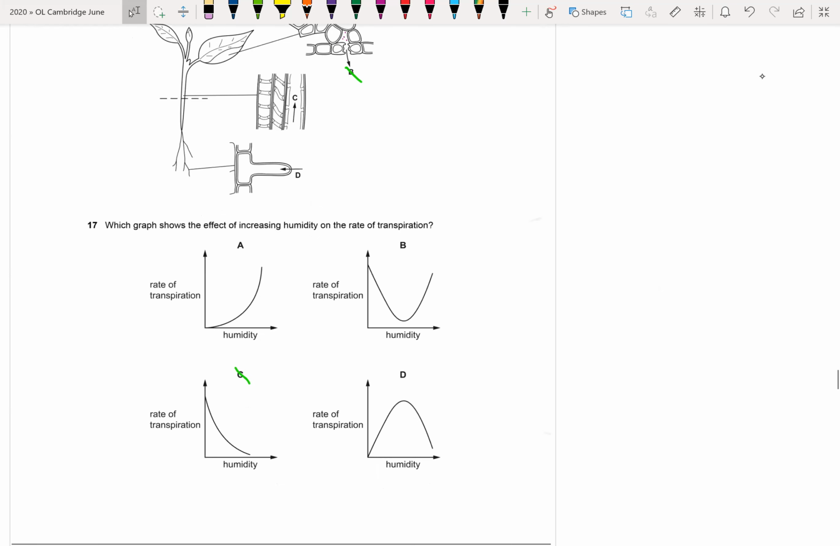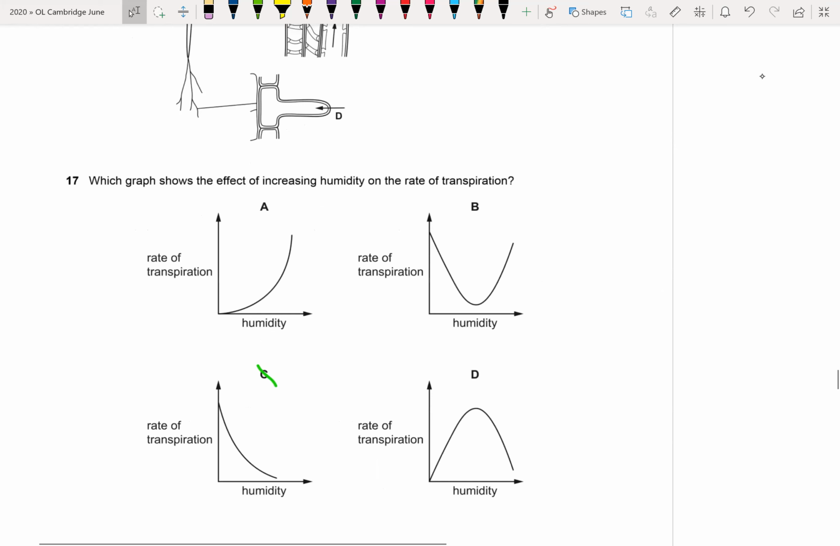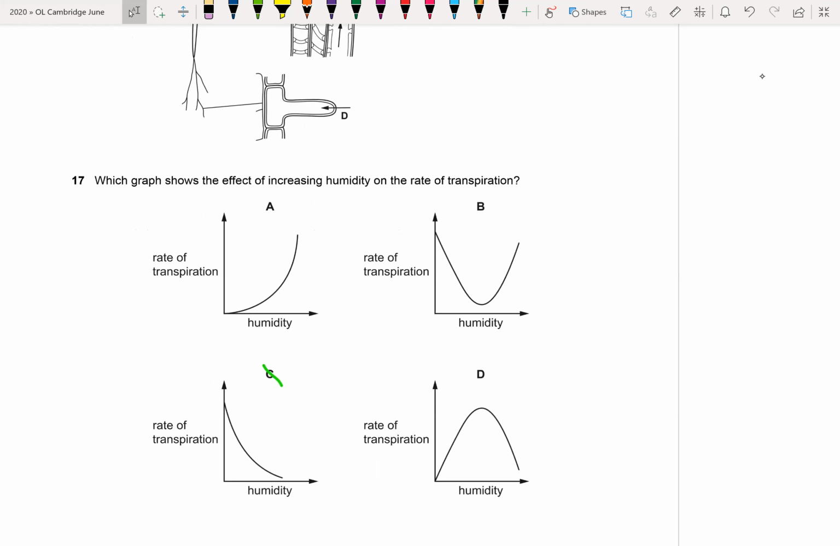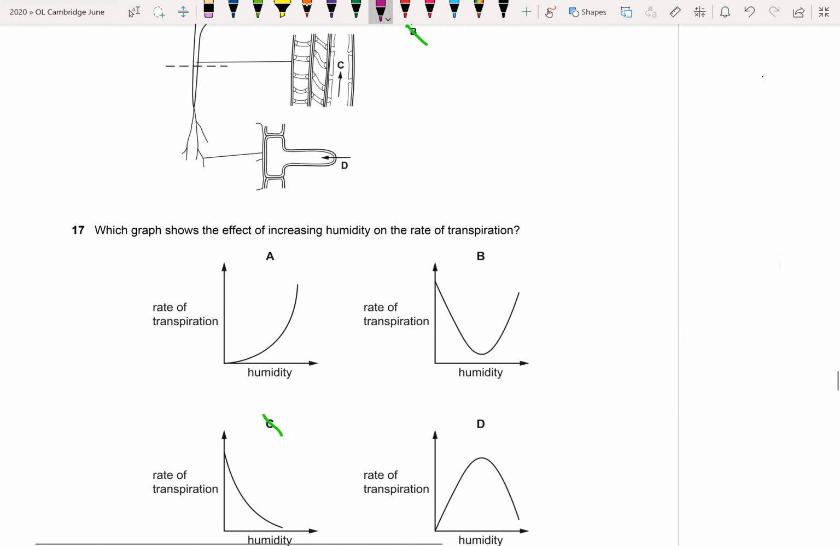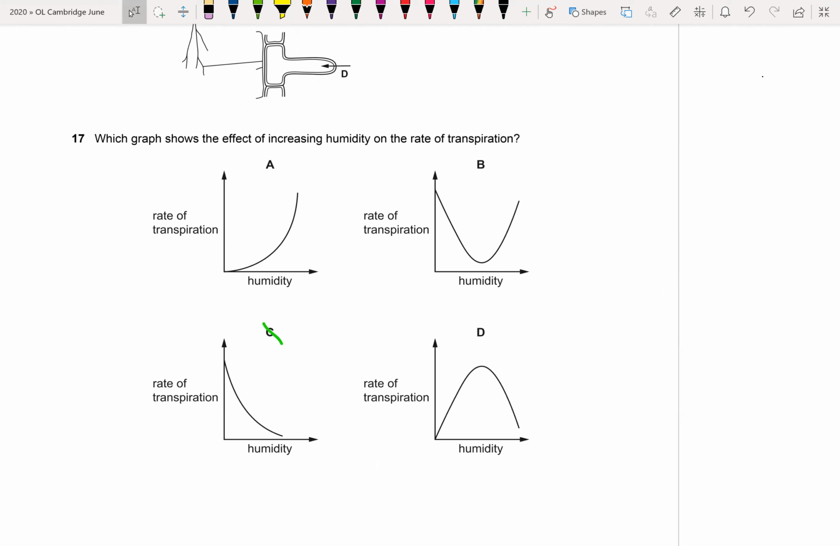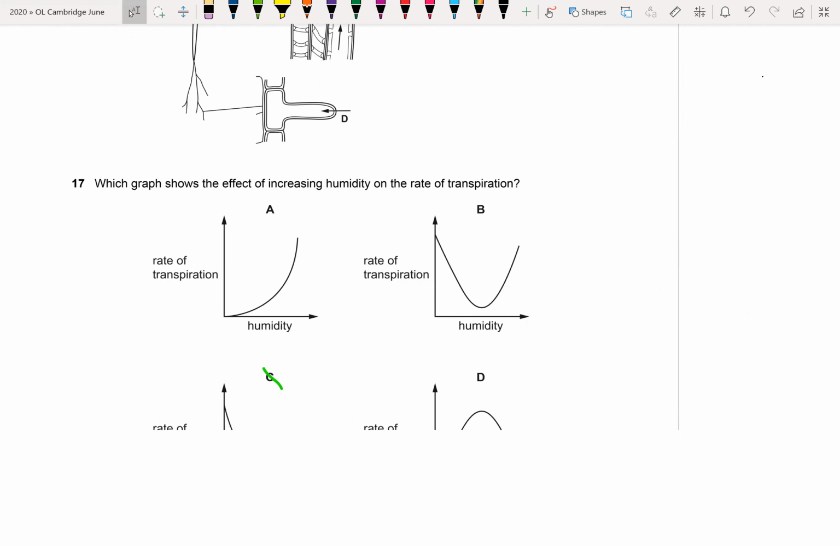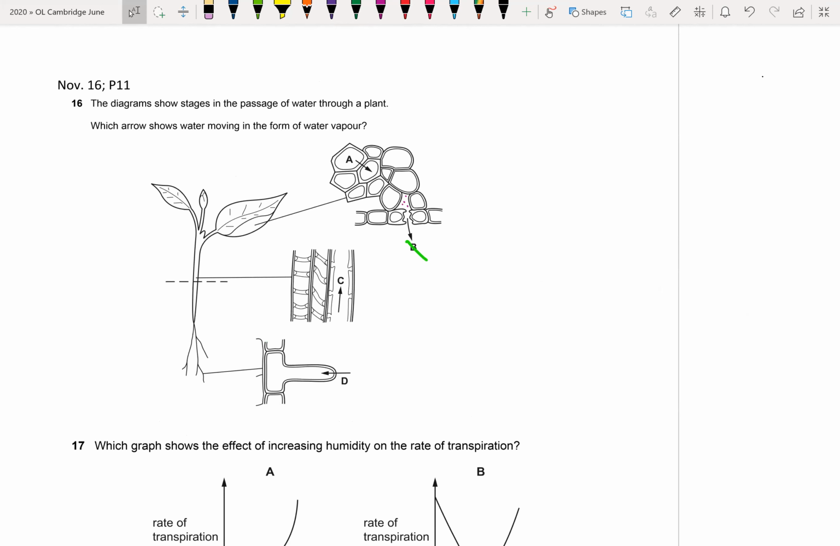So here, you can look at the questions with me. Which graph shows the effect of increasing humidity on the rate of transpiration? As we agreed, humidity is the opposite. If you increase humidity, it is inversely proportional. You increase the humidity, you decrease the transpiration. Here, Omar, are you okay with the question at the top of this page, in which arrow is showing the movement of water as vapor? Are you okay? Yeah, miss. Alhamdulillah.